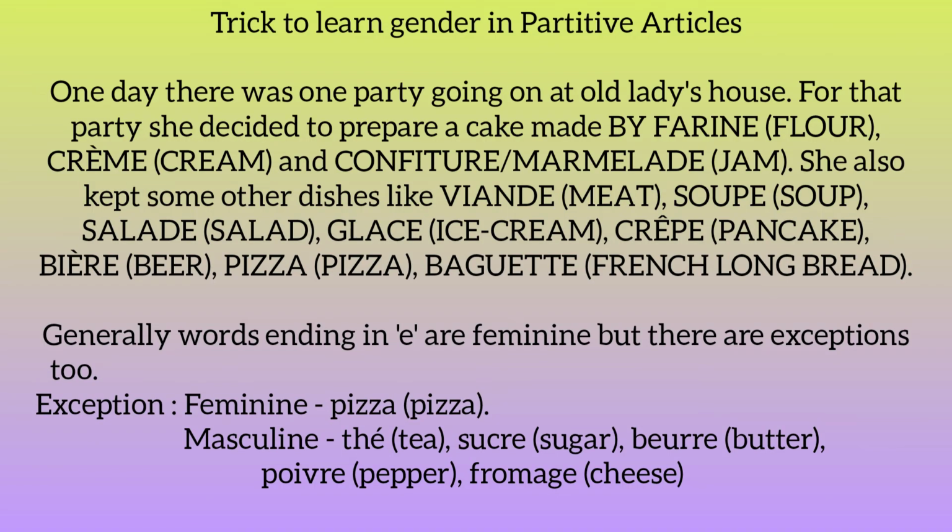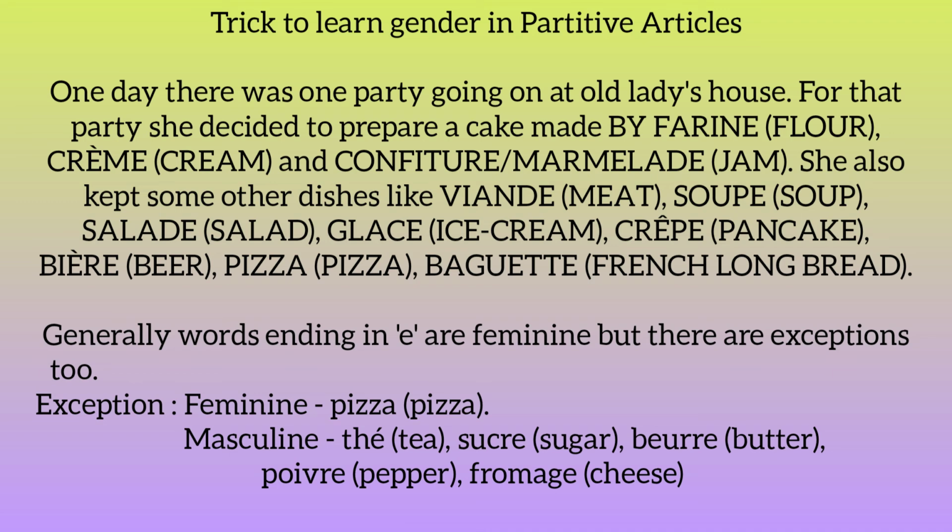Let's go to the trick to learn gender in partitive articles. I have made one story for y'all. In that story, I have added the names of foods and beverages that are feminine in gender. If you will learn this story, it will help you to identify at least some of the foods and beverages that are feminine, and the rest we will be covering as and when it comes. So let's start. One day, there was one party going on at an old lady's house. For that party, she decided to prepare a cake made by farine, which means flour, crème, which means cream, and confiture or marmalade, which means jam.